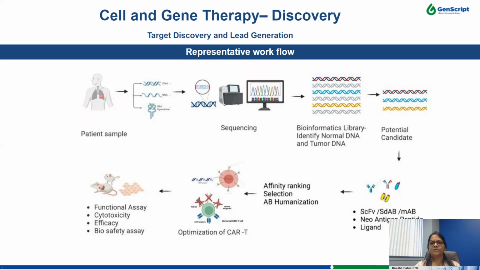Here is the representative workflow for target discovery and lead generation or optimization. First, patient samples are collected, and using sequencing techniques and bioinformatic tools, potential target candidates are selected for further study, and potential leads are developed based on affinity ranking, and then the lead can be humanized if needed. After CAR optimization, functional assays are carried out to confirm the toxicity and biosafety as well as the efficacy.